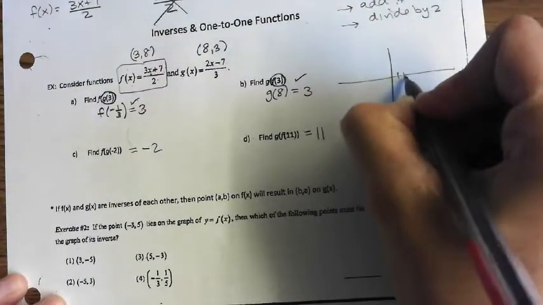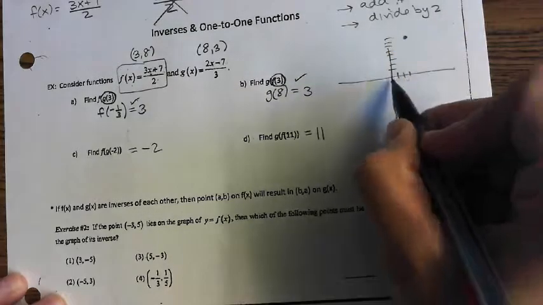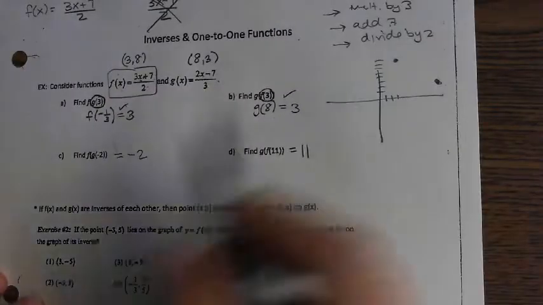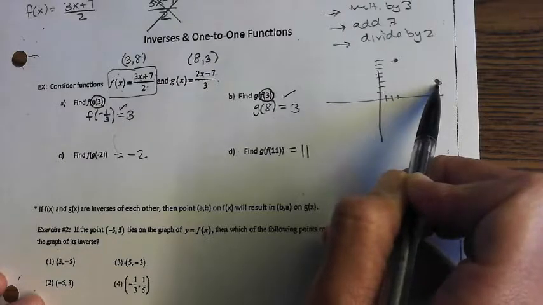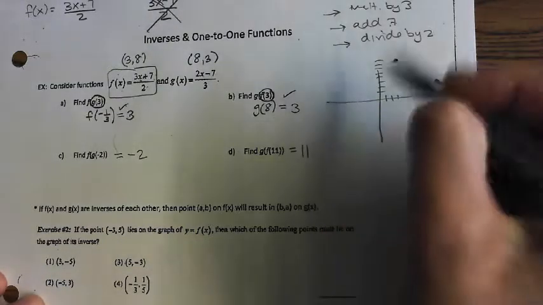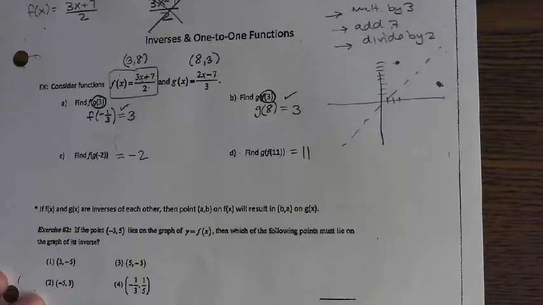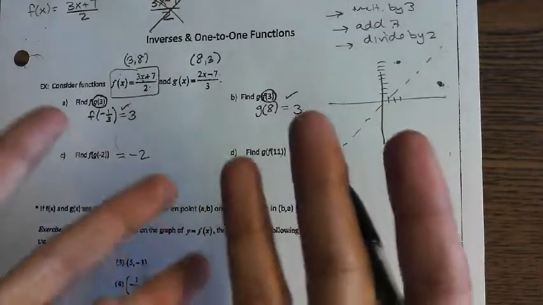I'll give you 1, 2, 3, 1, 2, 3, 4, 5, 6, 7, 8. There's (3, 8). And then (8, 3) would be around there-ish. So this gets to this. Reflection over, Bella? Is it the y equals x line? Very good. That perfect diagonal line, y equals x. Nice job. Okay? More to come on that because that's like a third feature of inverses that's important.